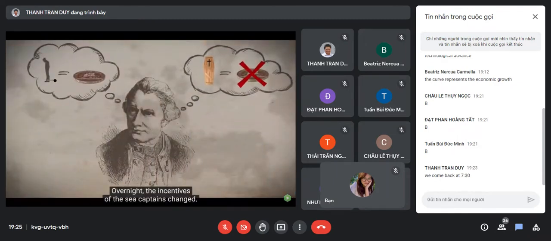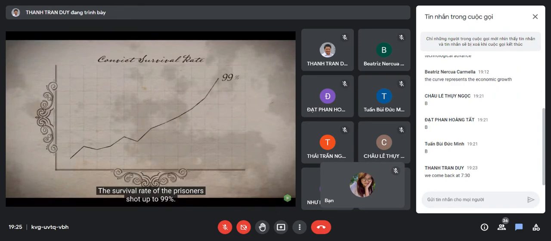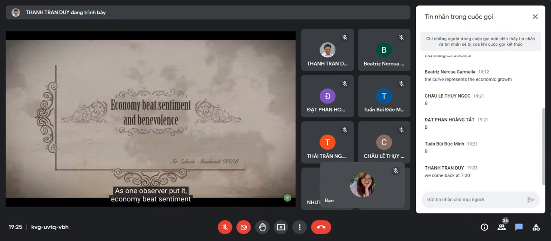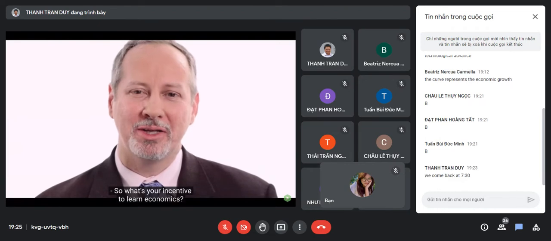Overnight, the incentives of the sea captains changed. The survival rate of the prisoners shot up to 99%. As one observer put it, economy beat sentiment and benevolence. So what's your incentive to learn economics?